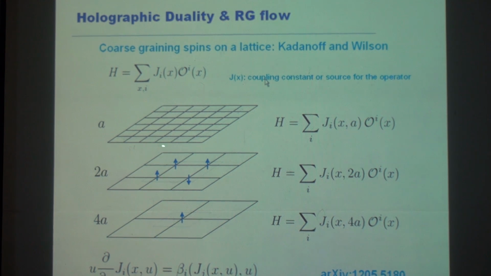Even though you only know the Lagrangian in the UV region, what you are interested in is actually the system at IR. But this RG flow gives you this.